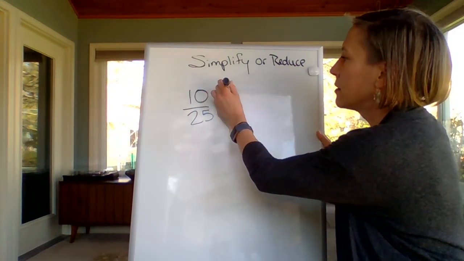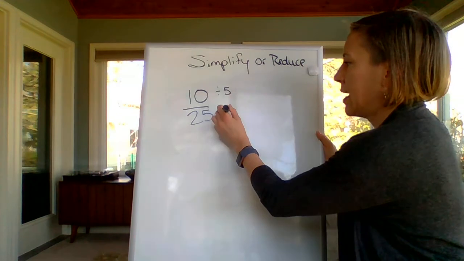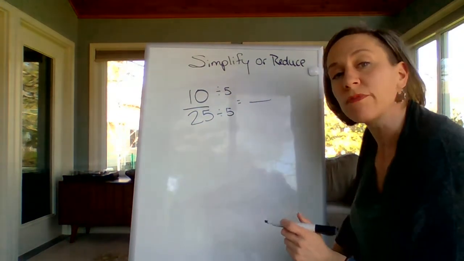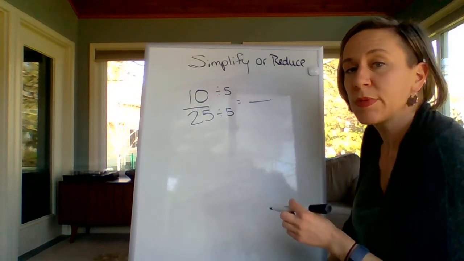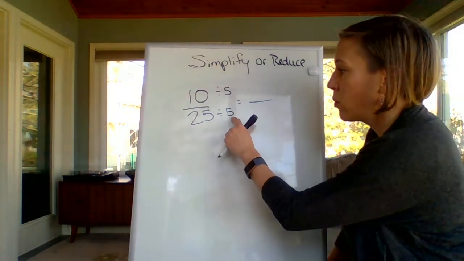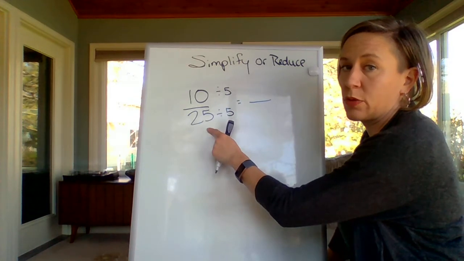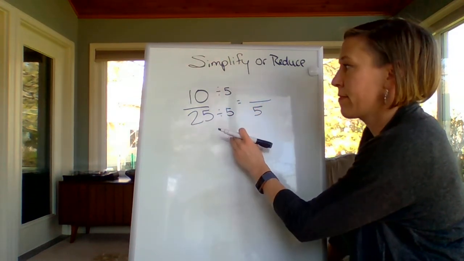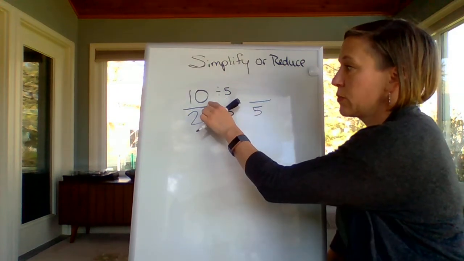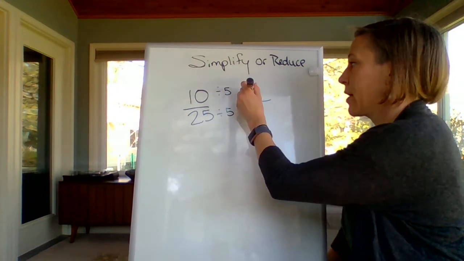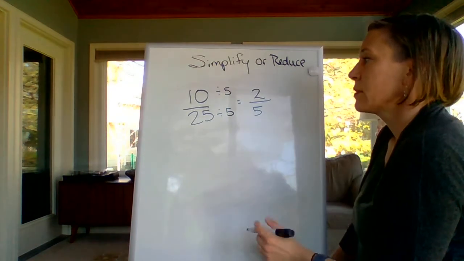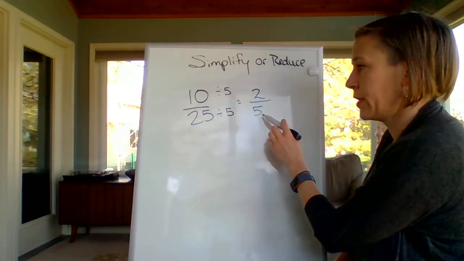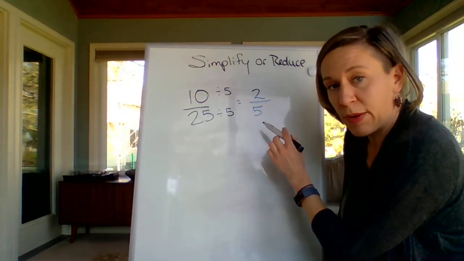So 10 divided by 5 and 25 divided by 5. If you're not real comfortable with your division facts, you can flip these around in your head. You can think, well, 5 times what equals 25? And our answer there is 5. And 5 times what equals 10? And our answer there is 2. So we end up with 2/5. 10/25 is equal to 2/5. And that's a little bit easier for my brain to make sense of.